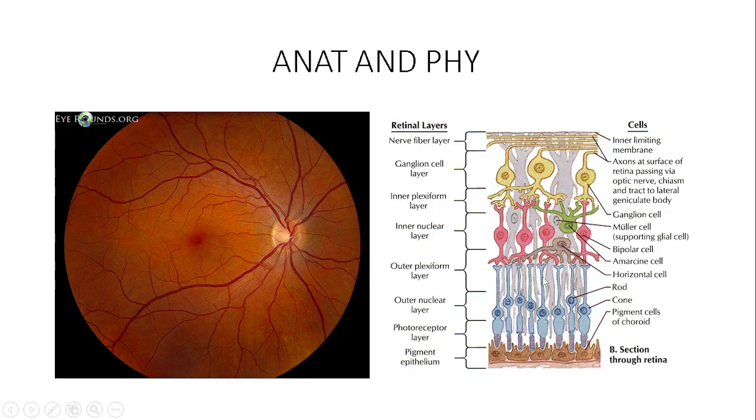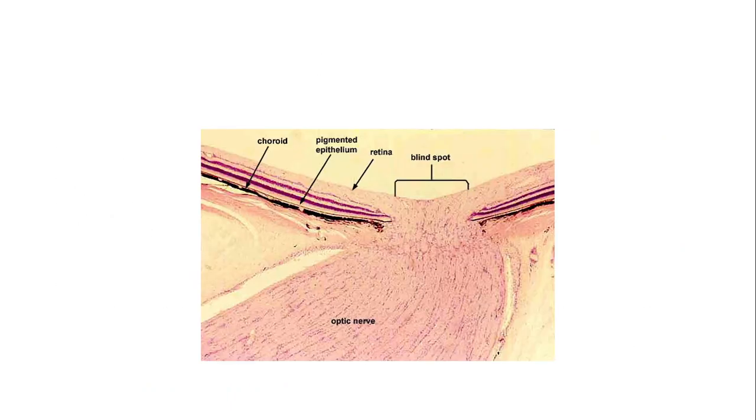It connects here to amacrine cells. From the amacrine cells, there is connectivity to the ganglion cells here. The ganglion cells send the information onto the optic nerve and then to the brain for interpretation. So this picture tells you how information comes from the photoreceptor.